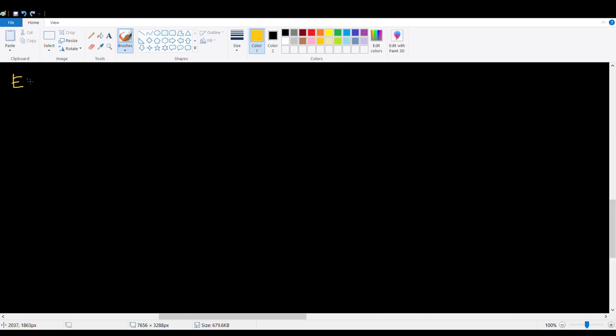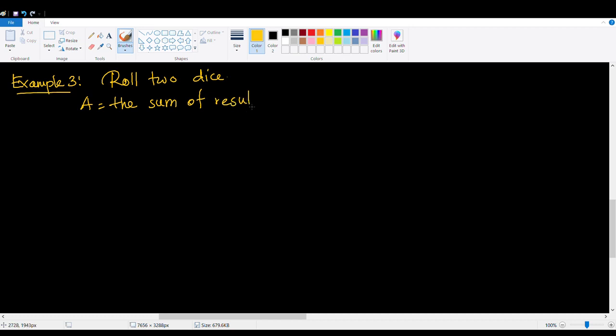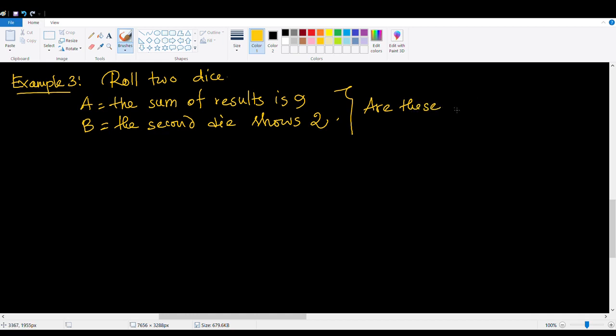Let's see example 3. It states that suppose you are rolling 2 dice. Event A is the sum of the results is 9. Okay. And event B is the second die shows 2. So are these 2 events independent? You have to comment on that.